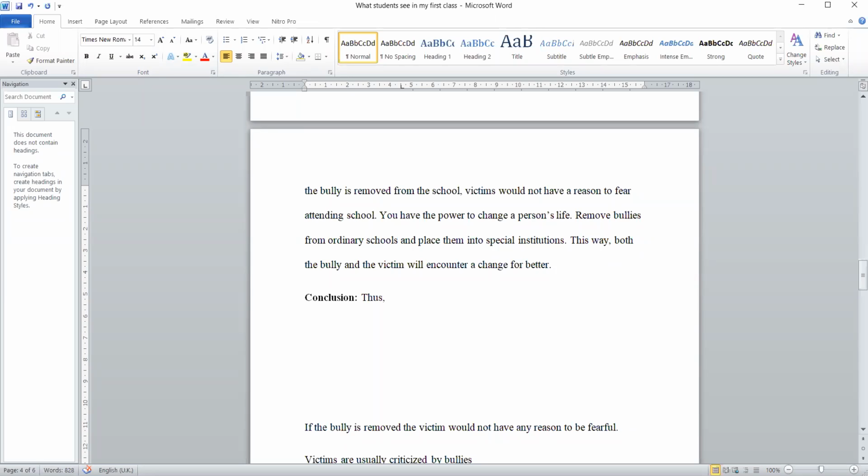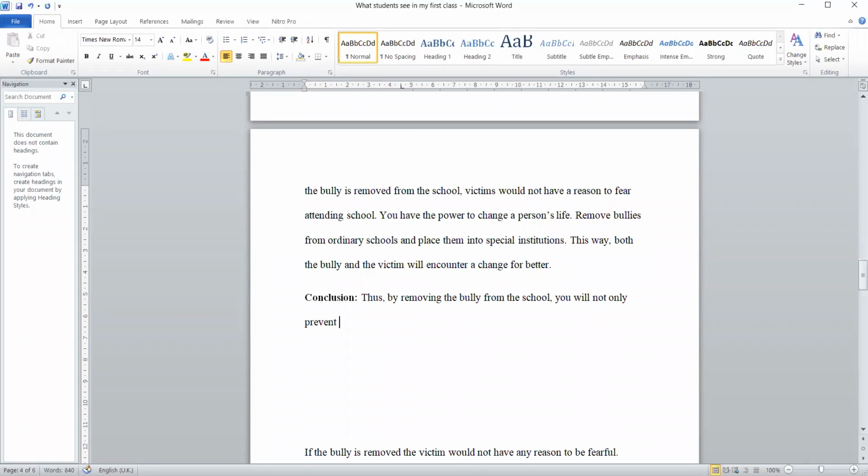Thus, by removing the bully from the school, you will not only help prevent further mental and physical harm for the victim, but it will prevent further incidents from happening.